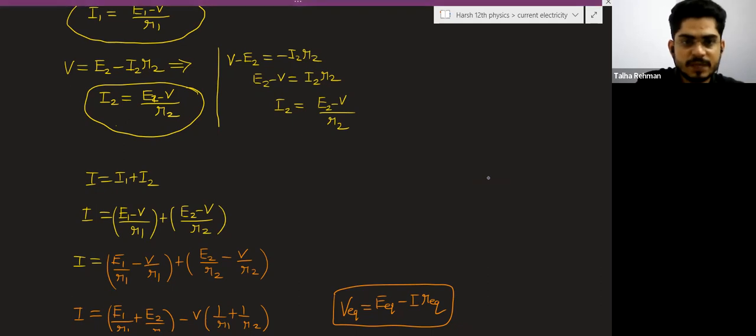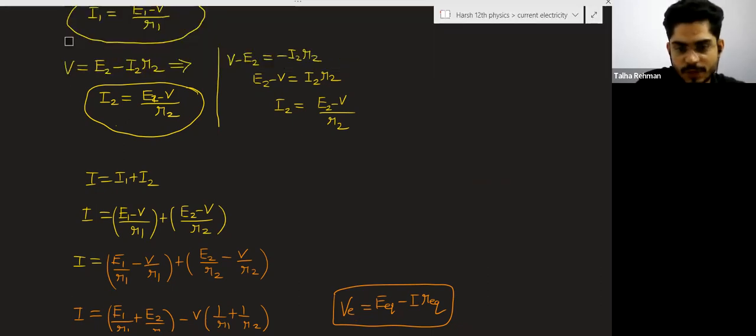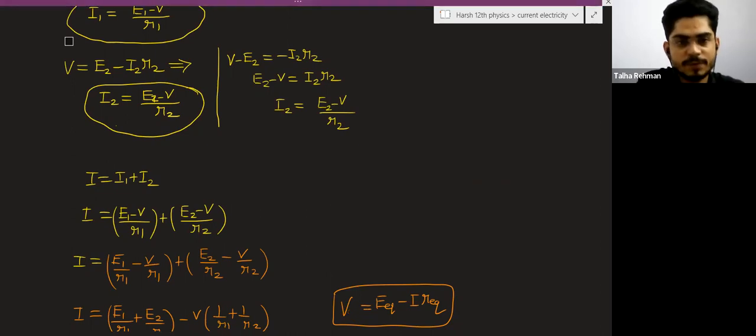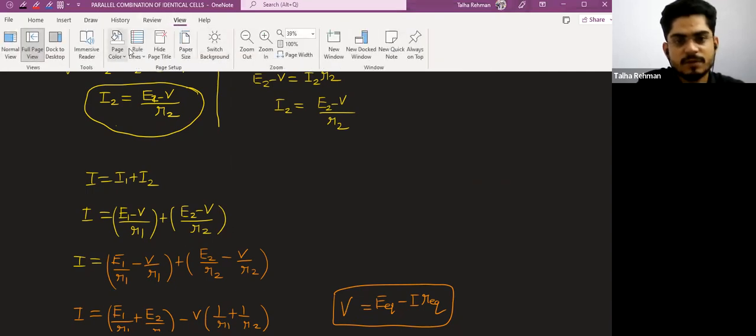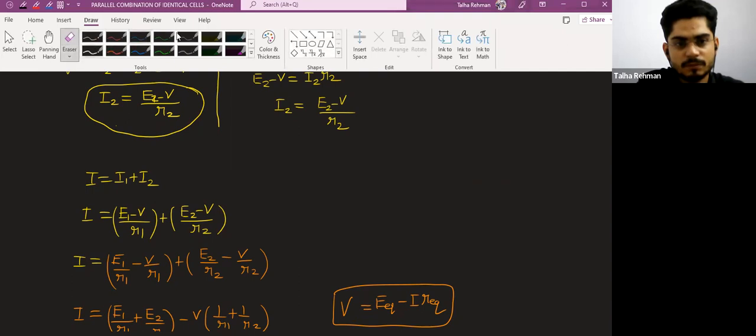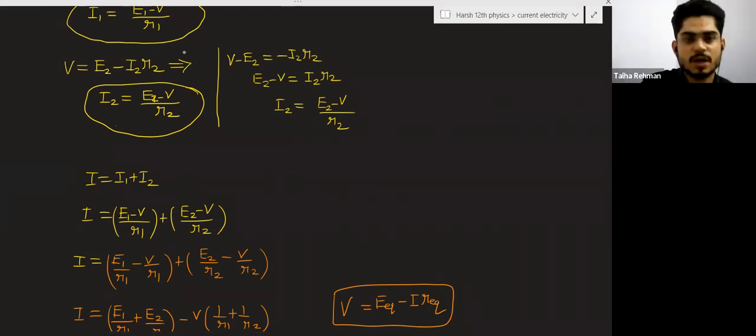And always remember, V equivalent is always equal to V. Is V equivalent always equal to V? Because in parallel combination, the potential difference or terminal voltage will remain the same. This is I2.